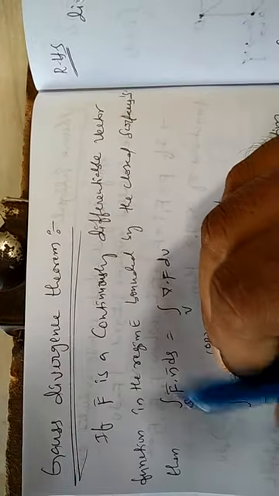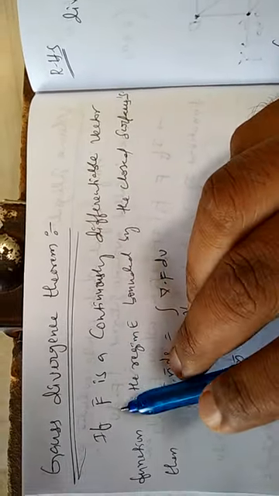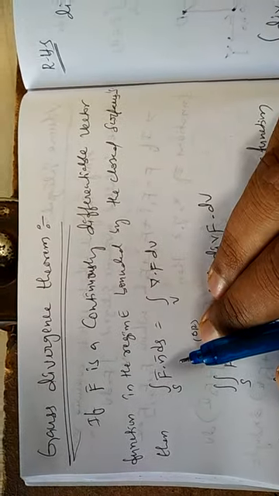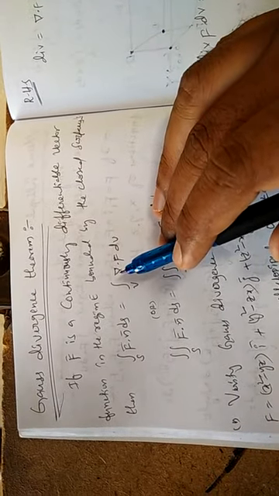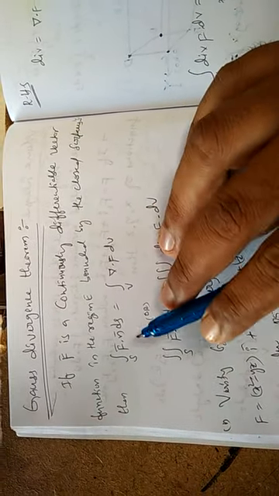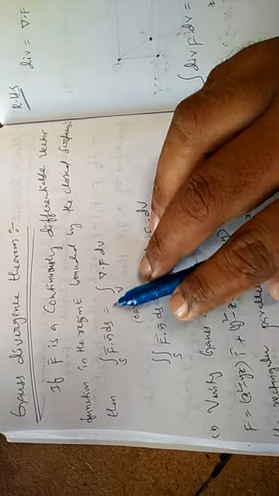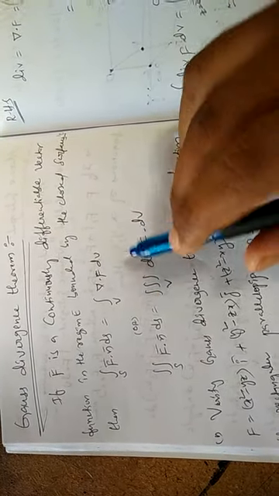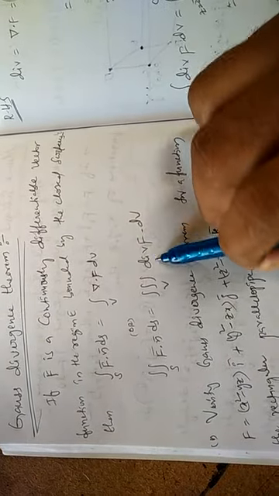Hello everyone. Today we are going to learn about Gauss divergence theorem. Let's look at the statement. If F bar is a continuous differentiable vector function in the region E bounded by the closed surface S, then the surface integral of F dot n ds equals the volume integral of del dot F dv. Now del dot F is nothing but div F, into dv.